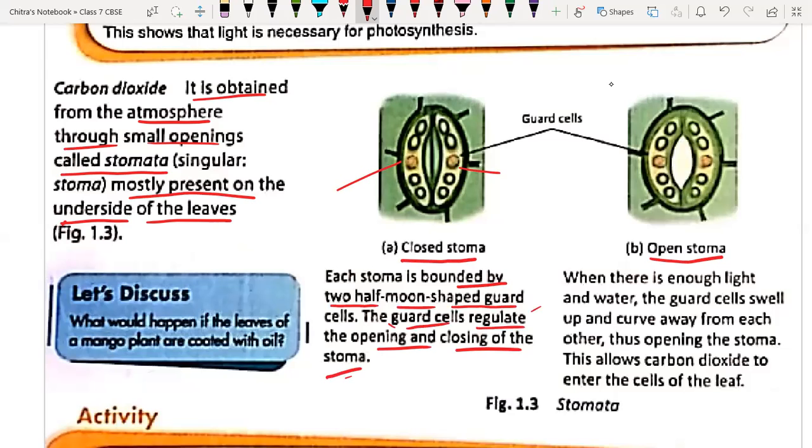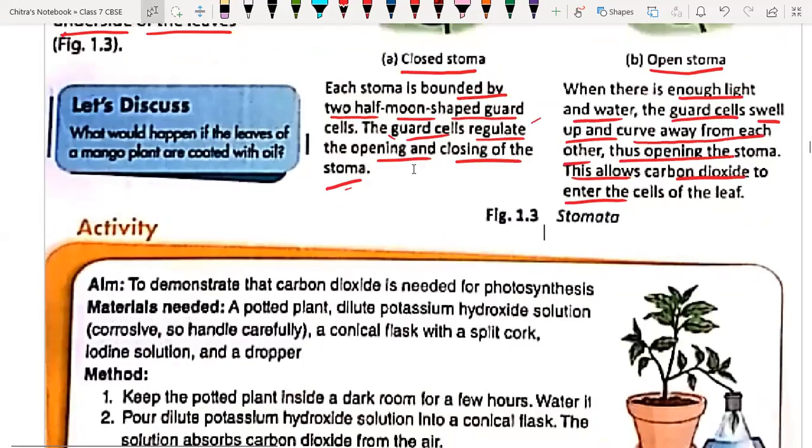When there is enough air and water in the guard cell wall, it swells up and curves away from each other. Then the stomata opens. This allows the carbon dioxide to enter inside the cell and to release oxygen outside the cell. So this is the important work of the guard cells.